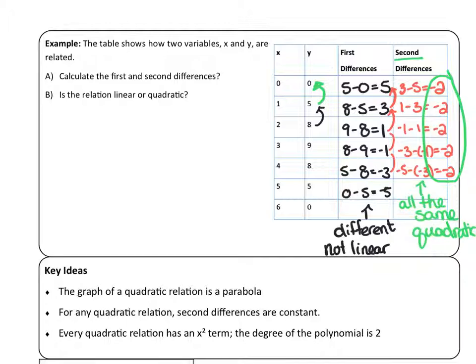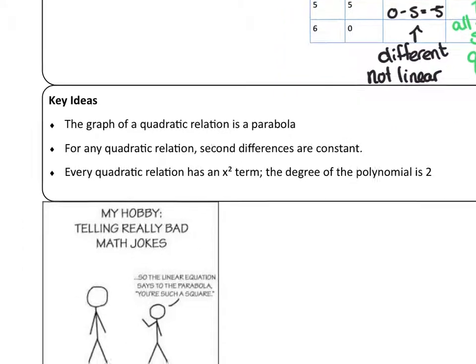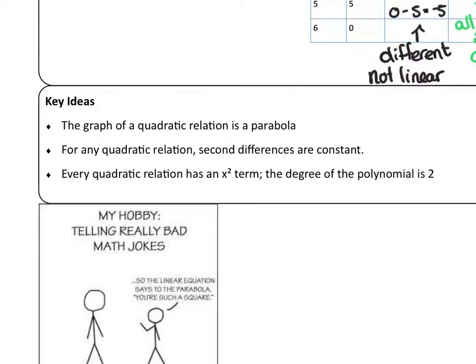And then I showed you what it looks like if we have an actual graph of it. So the key ideas for this: the graph of a quadratic relation is a parabola. That's the shape of it. For any quadratic relation, the second differences are constant, or the same. This word means the same. And every quadratic relation has an x squared term, or the degree of the polynomial is 2. So the highest exponent you'll see is actually x squared. So it'll have that 2 there.